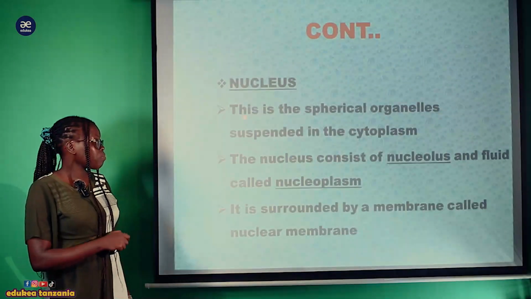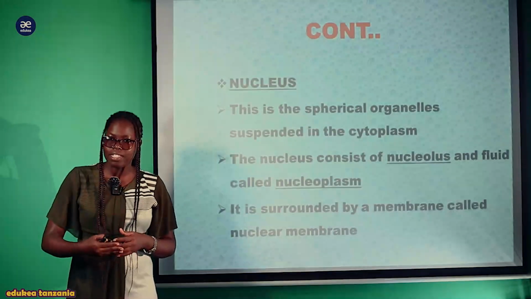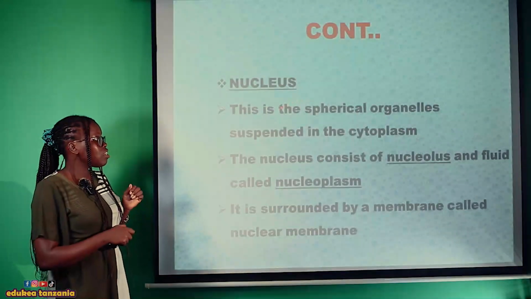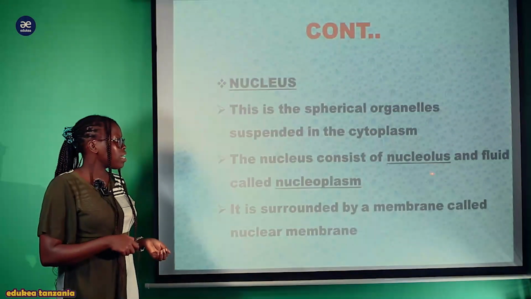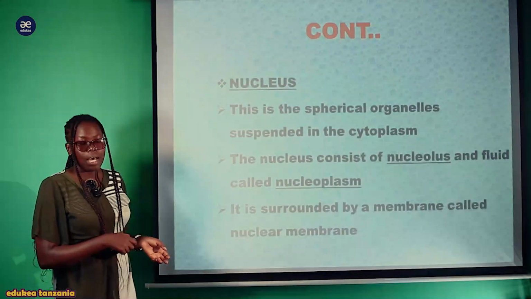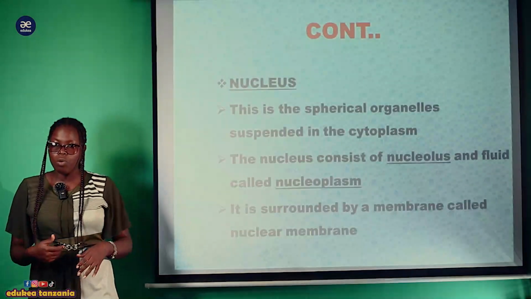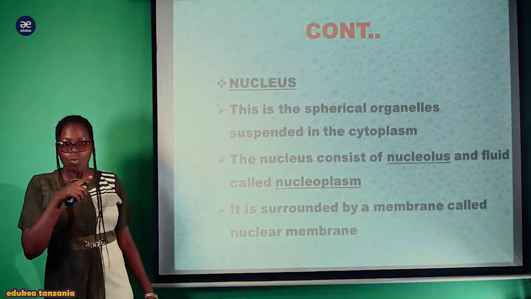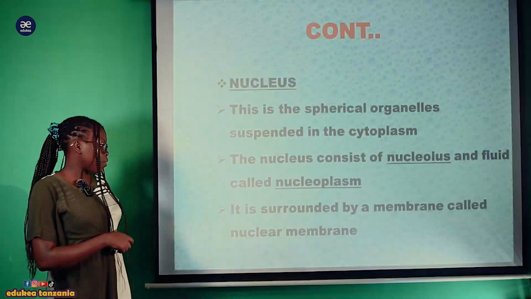The other one is the nucleus. The nucleus is the largest, most important and most complex structure, which is important for living things. It is a spherical organelle suspended in the cytoplasm. The nucleus consists of the nucleolus and a fluid called the nucleoplasm. Within the nucleus there is the nucleolus, which contains the hereditary material, the DNA and chromosomes. The fluid that surrounds it is called the nucleoplasm, and on the outside there is the nuclear membrane. It is surrounded by a membrane called the nuclear membrane.